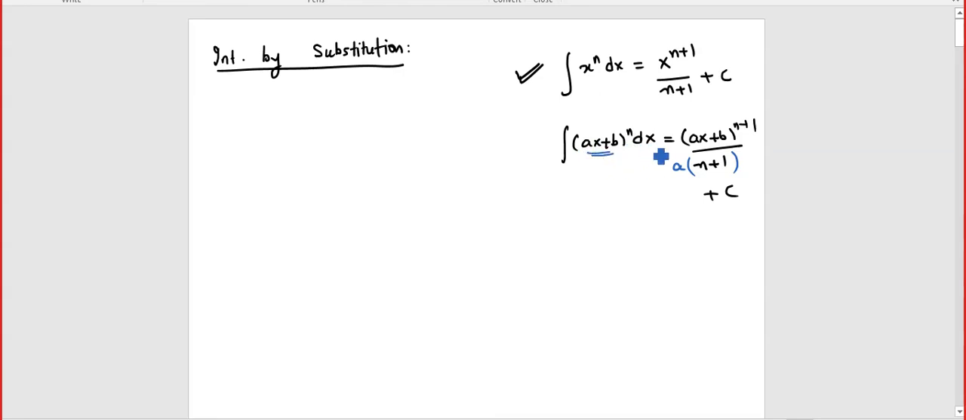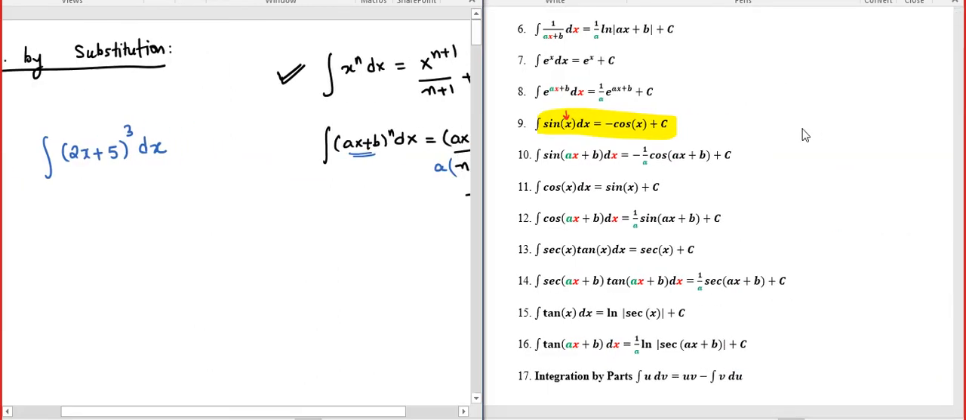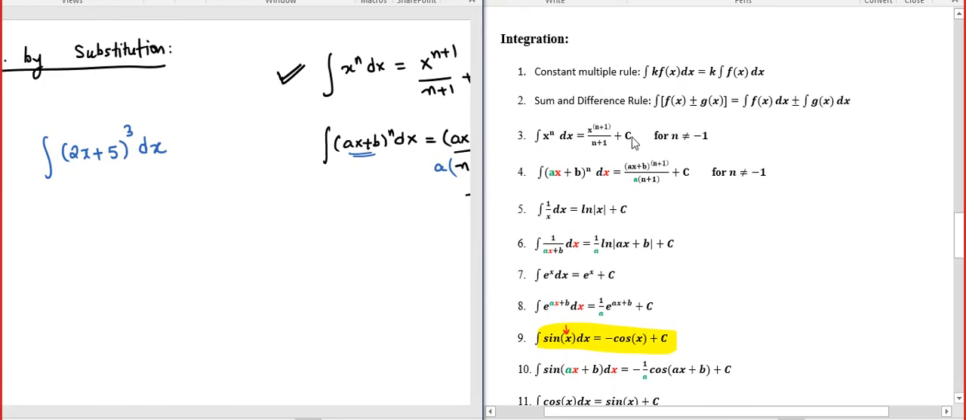Okay, so suppose for instance we have an example of, say, the integral of 2x plus 5 to the power 3 dx. Now from all the rules of integration that we have, just forget about the rules with ax plus b. Just think about rule number 3, 5, 7, the rules at the odd numbers. So this question is matching to rule number 3, right?